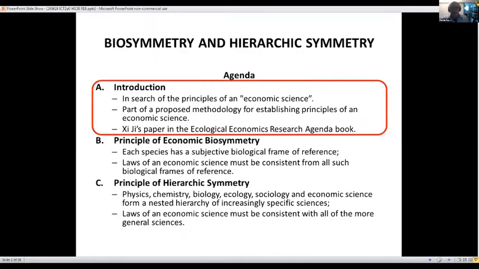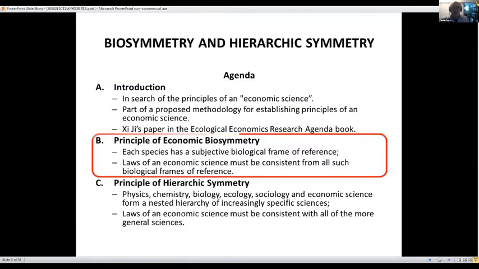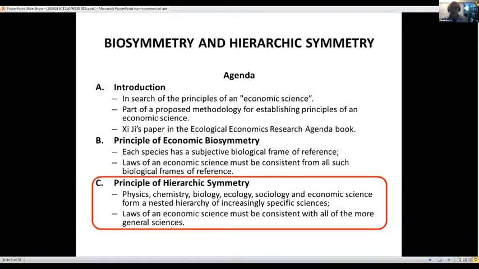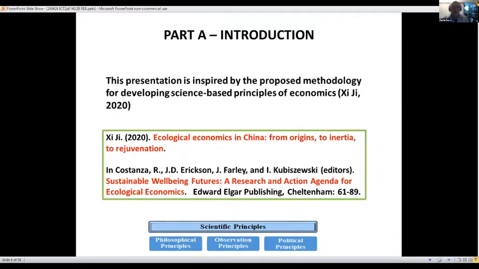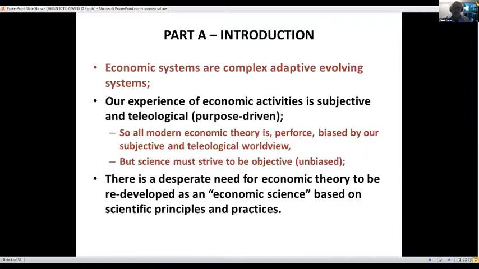My presentation is going to have three segments. Introductory segment, then I'm going to talk briefly about each of the two proposed principles. Now, this presentation is inspired by the proposed methodology for developing science-based principles of a science of economics written by Zhi of Peking University. Her paper was published recently in the Research and Action Agenda for Ecological Economics. It came out just a few weeks ago.